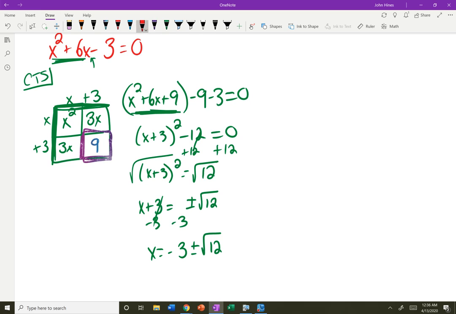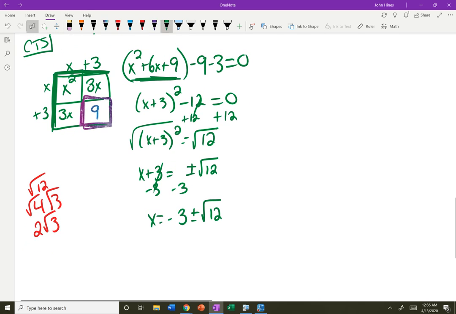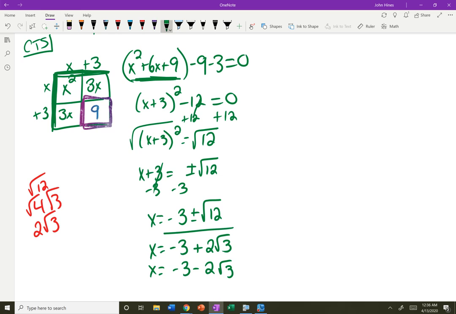Now, that's basically the answer, but if I go over here to scrap land, isn't 12 4 times 3? So it's really 2 square roots of 3. My final answer is x equals negative 3 plus 2 square roots of 3, or x equals negative 3 minus 2 square roots of 3. Those are my two answers.